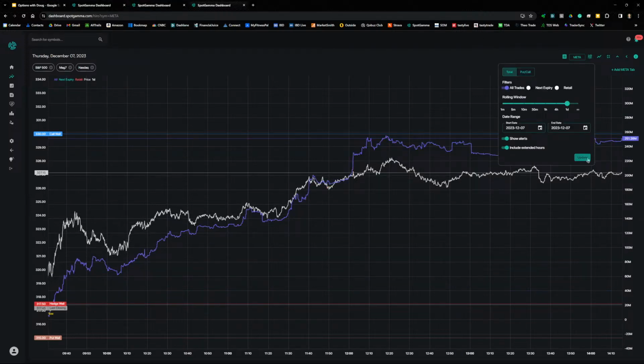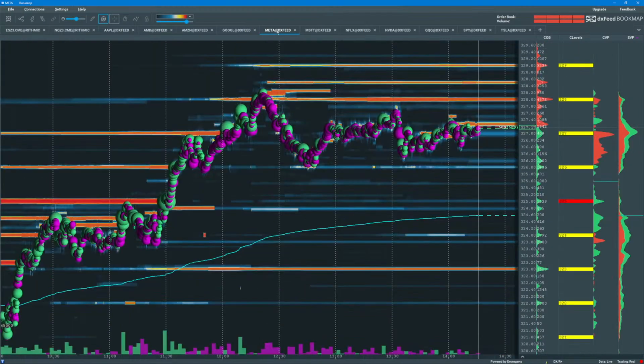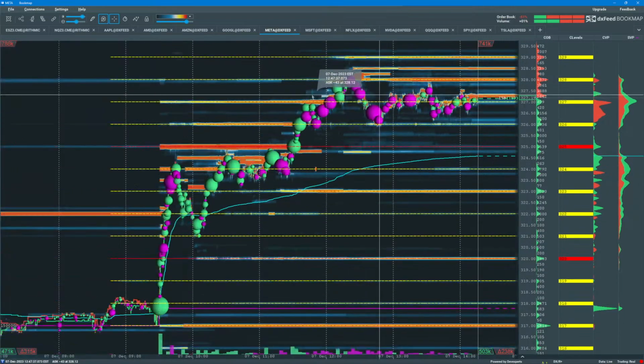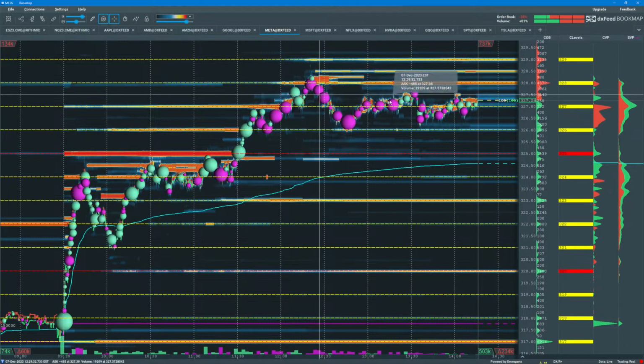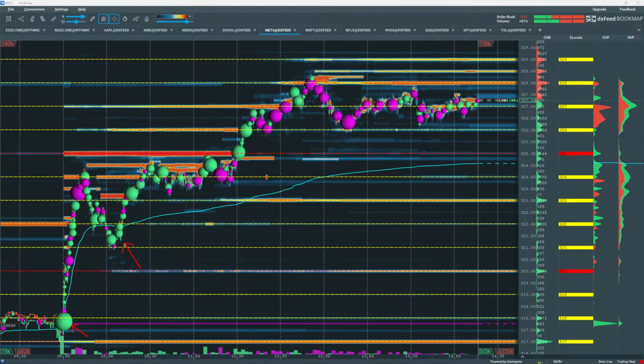Let's go back to Bookmap. Take a look at Meta. Sharp move higher from the open. Just above that 317.50 level. Here's the opening print. Sharp move higher, pull back. First good entry point right around 10.